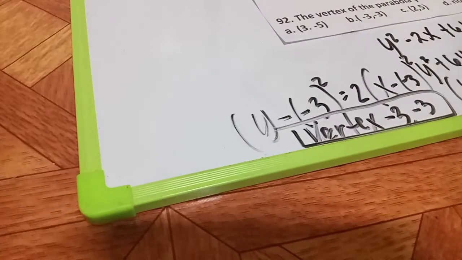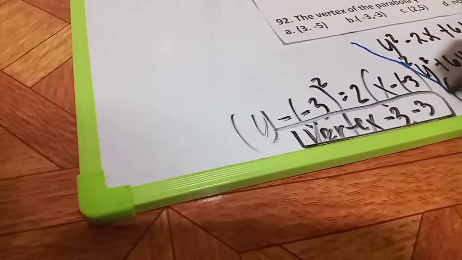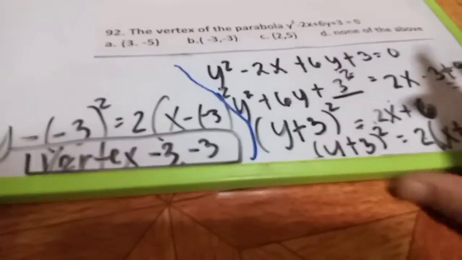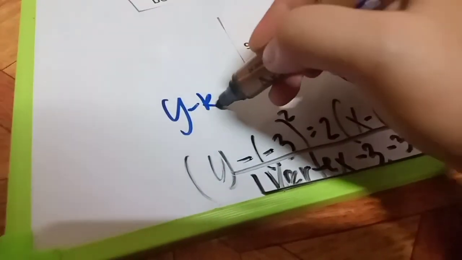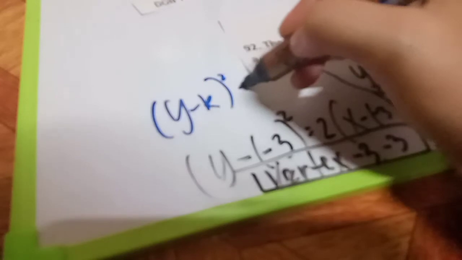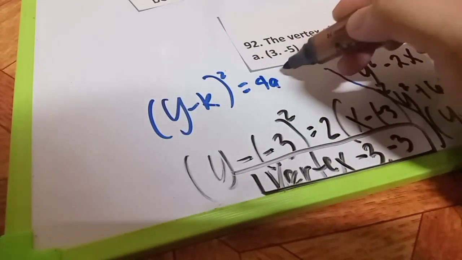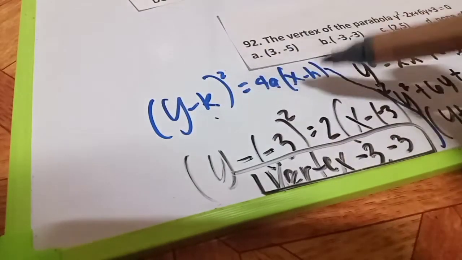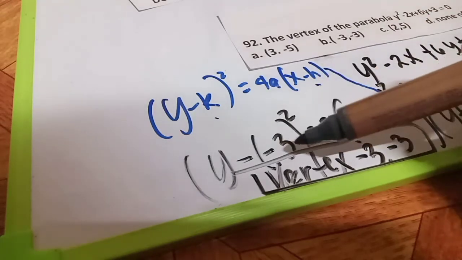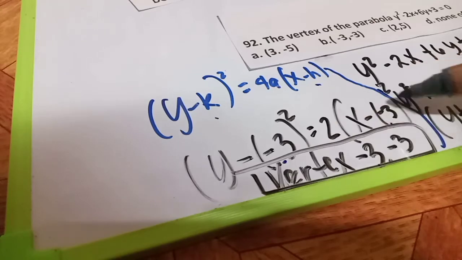Why? I repeat. So, this will be our equation. Again, look at this, this is positive, because our general formula for the parabola opening to the right is y minus k squared is equal to 4a times x minus h. So, our vertex there is (h, k). Therefore, negative 3 and then negative 3.